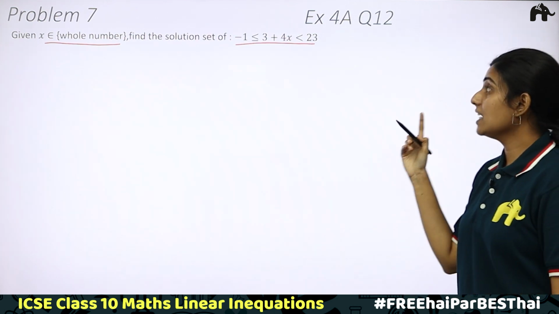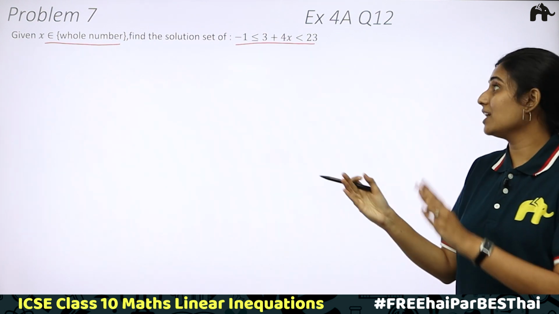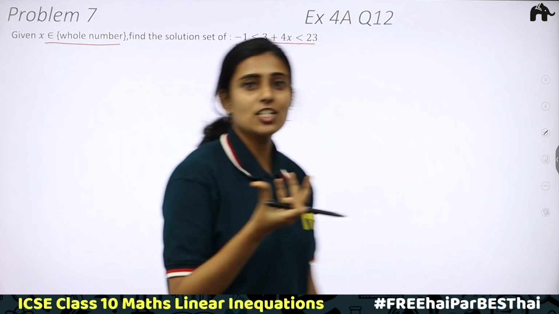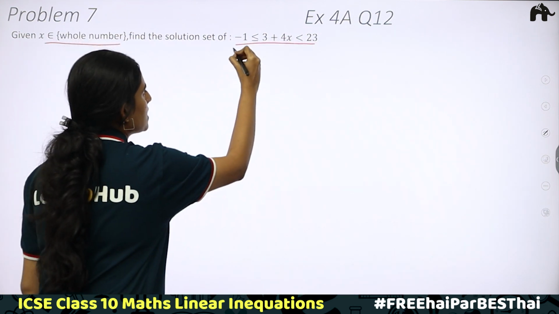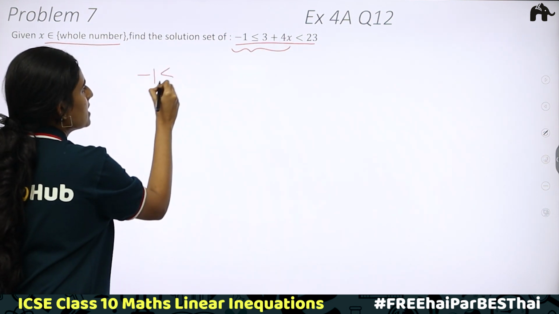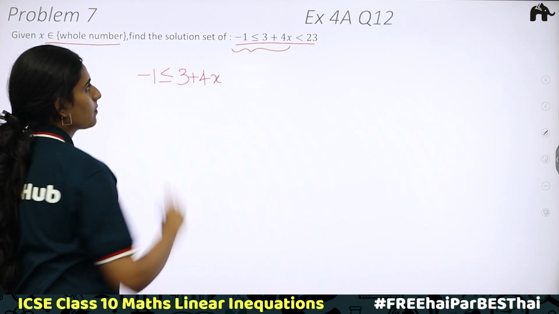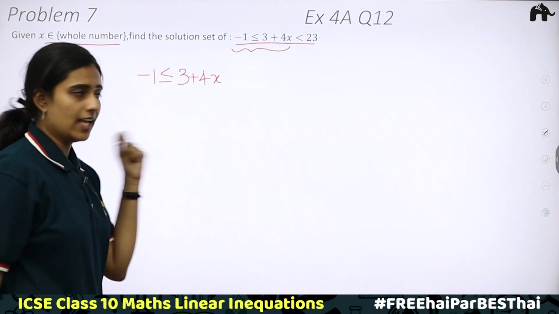We have done a similar question before. You remember? We have taken two different parts and solved separately and reached at the condition for x. Same thing. Here the first part is minus 1 less than or equal to 3 plus 4x. From this, we will reach a condition for x.